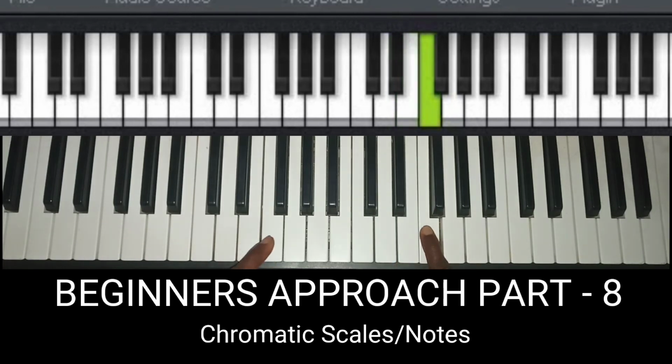So chromatic is when you start playing this way: half step, half step, half step, half step, half step. You are chromatically playing it. When we get here, we have started again. So this is all about chromatic.